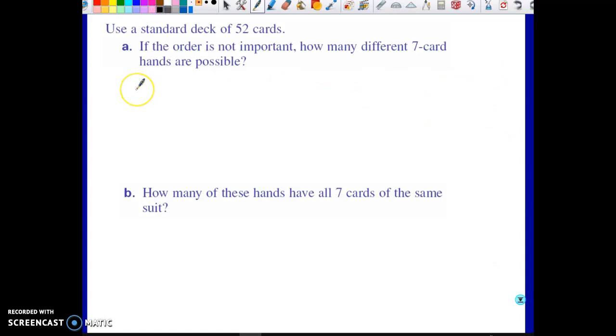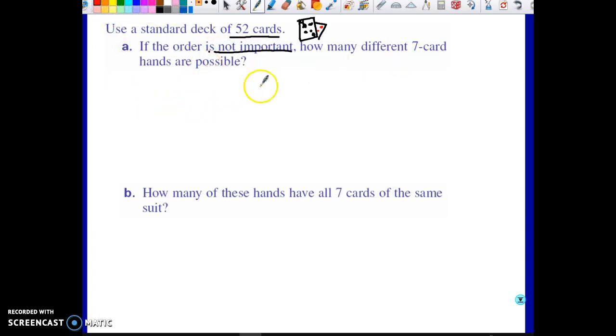All right. Here's another question. If the order is not important, how many different 7-card hands are possible? Now, if you don't know what playing cards are, they're like the cards that have the symbols on them. So, for example, you could have maybe the 4 of clubs, and there's 4 little clubs. There's a 4 here. They're playing cards, and sometimes they're red, sometimes they're black. Now, there are 52 cards in the deck. If the order is not important, that's the key word, how many different 7-card hands are possible?